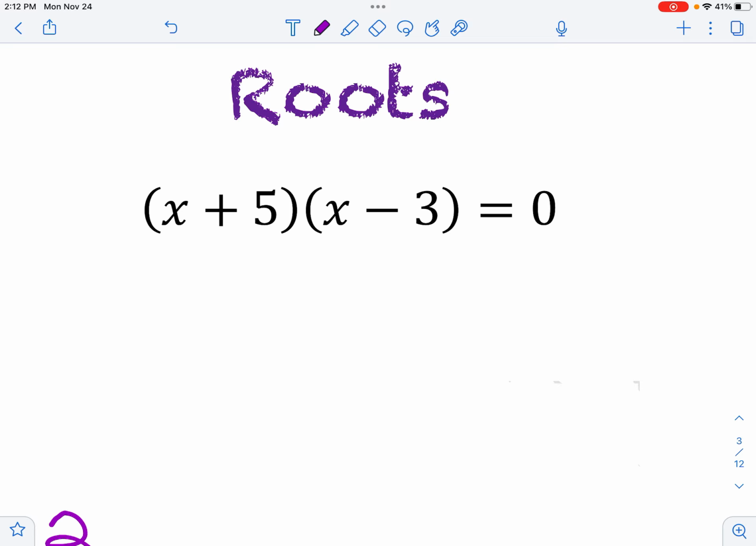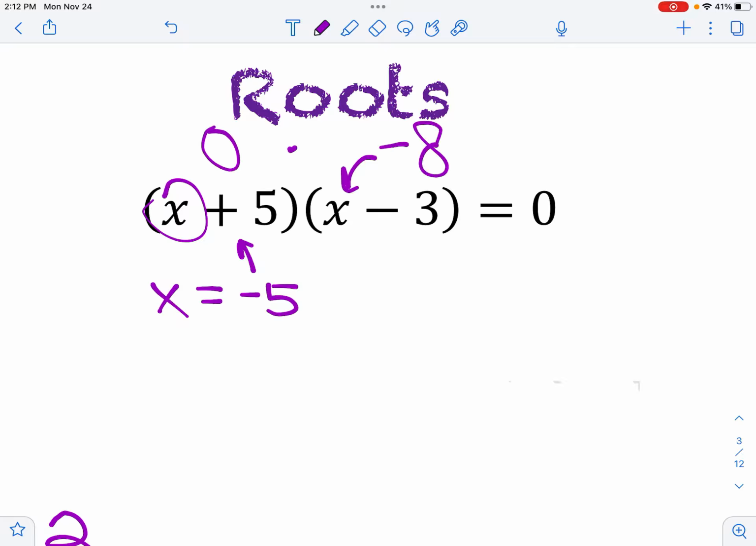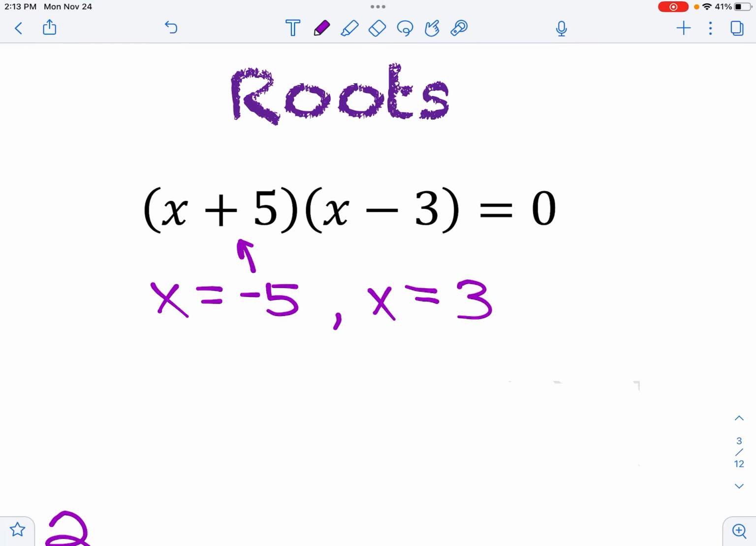So in this particular case, my two roots would be -5, because if I plug that in for x here, -5 plus 5 is 0. I would have -5 here as well, which would make that -8, but I'd have 0 times -8, which is still 0. So one of my roots would be -5, and the other one would be 3.